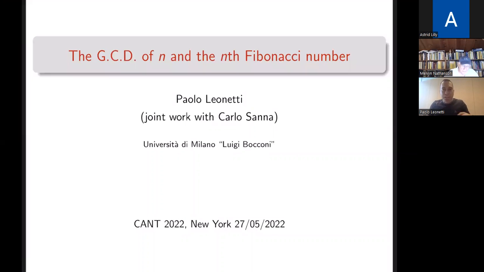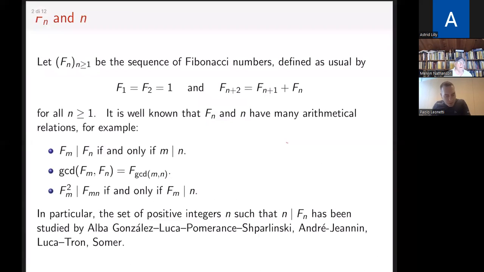This is a joint work with Carlos Anna, and I'm going to speak about the set of integers which can be represented as the greatest common divisor between some integer n and the nth Fibonacci number. So let me be precise in a moment. We start with F_n to be the sequence of Fibonacci numbers, which is just the sequence starting with 1, 1, and such that the next element is the sum of the previous two ones.